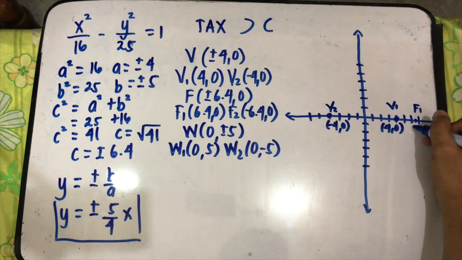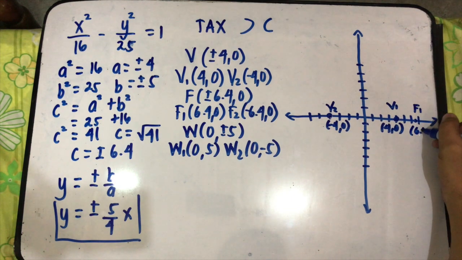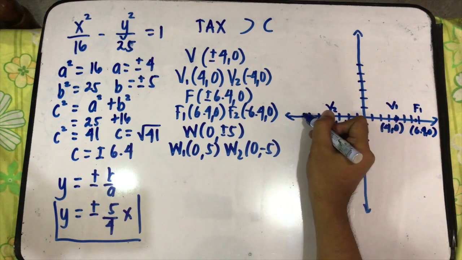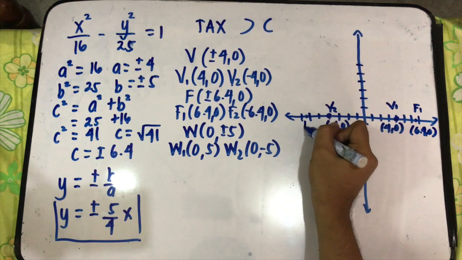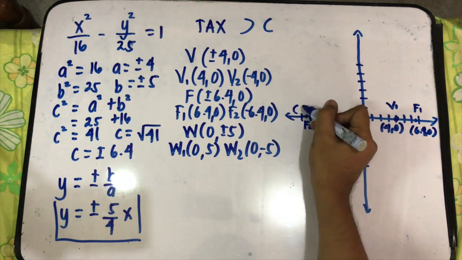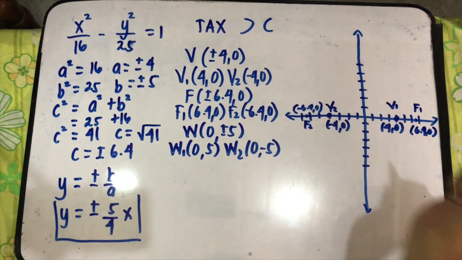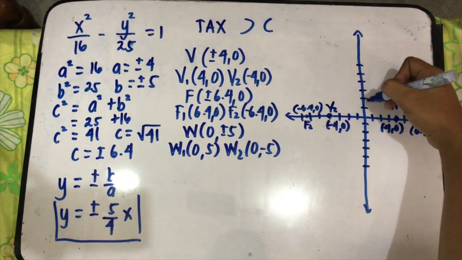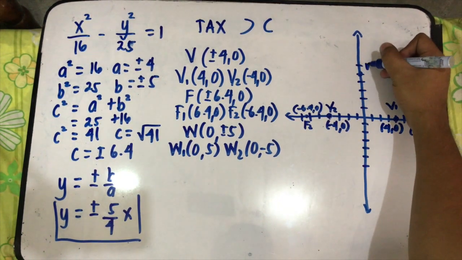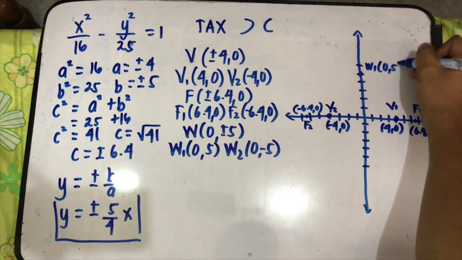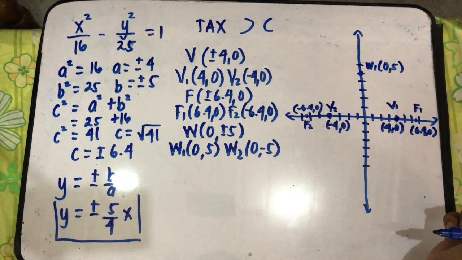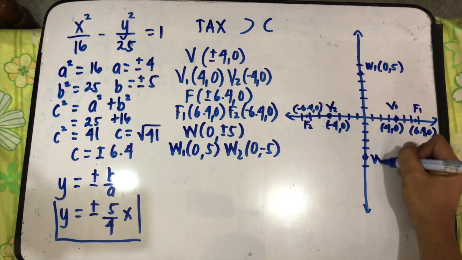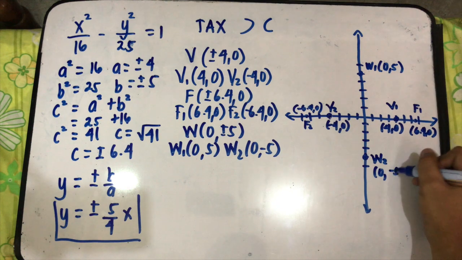The location is 6.4 and 0. We have our F2, 1, 2, 3, 4, 5, 6. So this is our F2, the location is negative 6.4 and 0. So we have W1 and W2, 0, 5, 1, 2, 3, 4, 5. So this is W1, the location is 0 and 5. We also have W2, which is 0 and negative 5, 1, 2, 3, 4, 5. So this is our W2, the location is 0, negative 5.